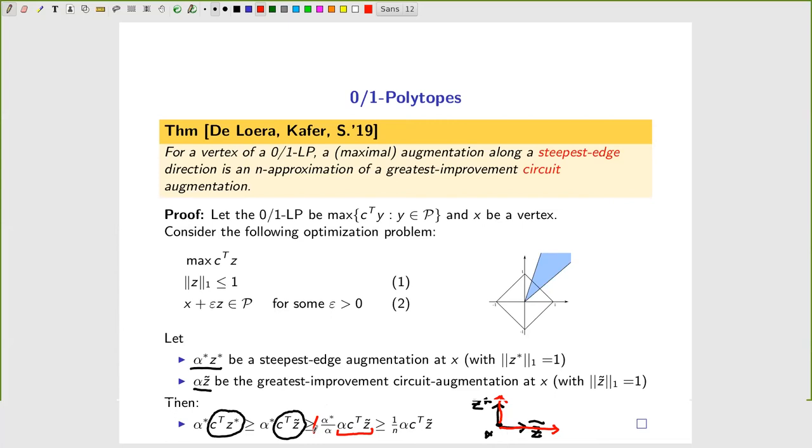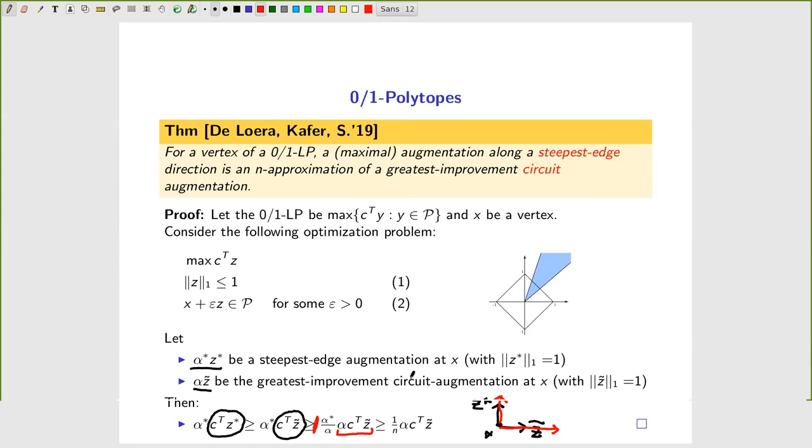Well, you are inside the 0-1 polytope. So you are at an extreme point and you are moving according to Z star to another extreme point, according to this vector that has a norm of one. So you have to move at least by one. So alpha star has to be at least one until you hit another vertex of the 0-1 polytope. On the other hand, if you go along any vector inside your polytope, in particular along the greatest improvement circuit, you are going along a vector that has a norm of one, and you have to stay inside the 0-1 polytope. So how far can you go? You cannot have alpha more than n, because if alpha is more than n, there would be some coordinate in Z tilde that is at least 1 over n, and since it is a 0-1 polytope, if you go more than n you would exceed it. So then this factor here has to be greater than or equal to 1 over n.